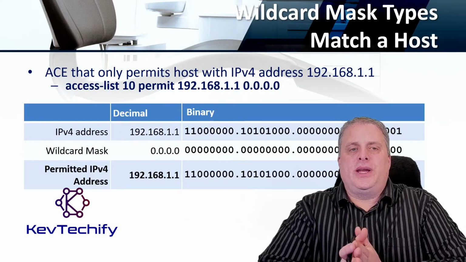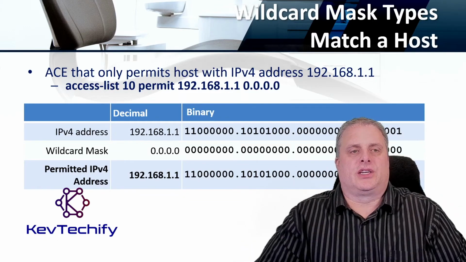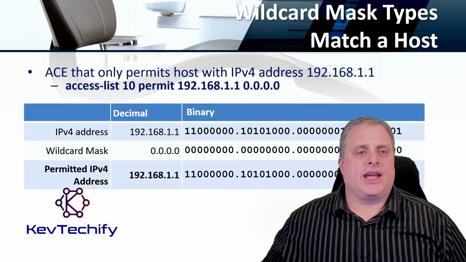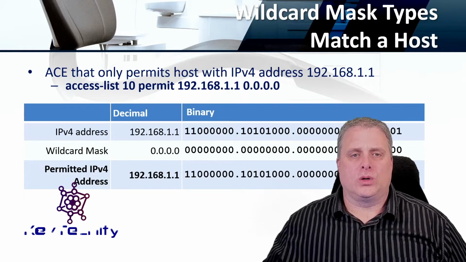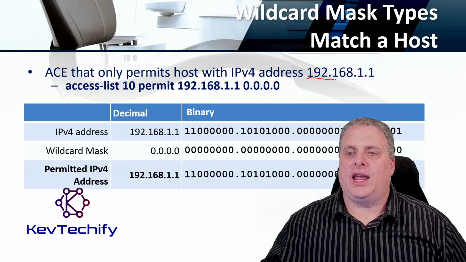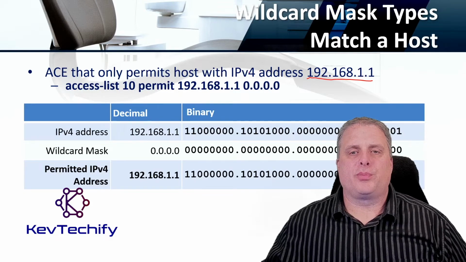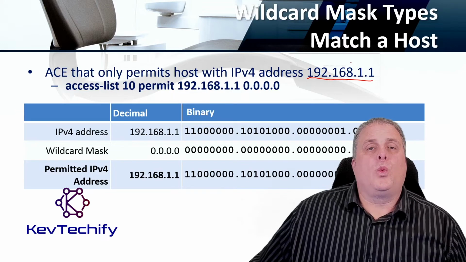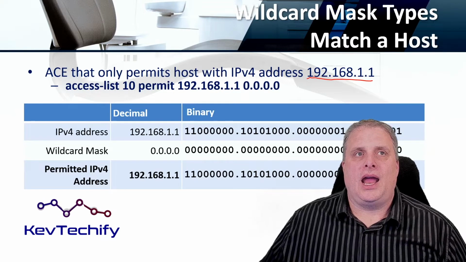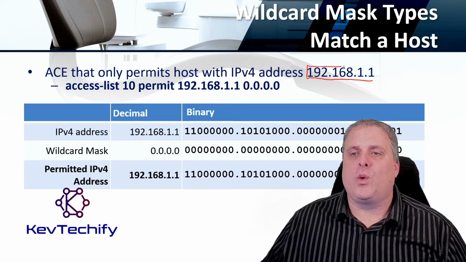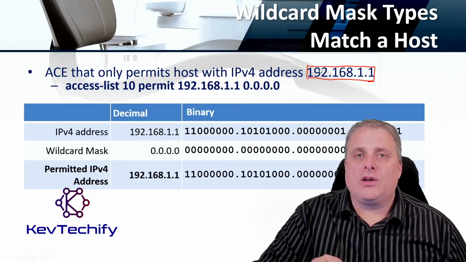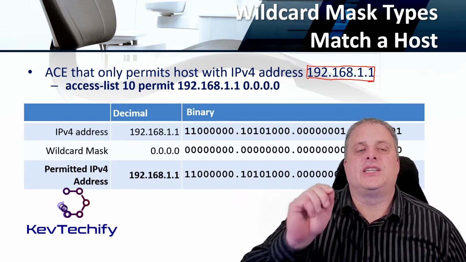We're going to take wildcard masks and we're going to start building some access control entries on that. And so what we're going to do right here, we're going to build an access control entry that only permits a host. So we're looking at a single IP address of 192.168.1.1. So we're only going to permit that one. Now, because it's only one IP address, we have to compare every one of these. We have to match every one of these 32 bits. Now, we are matching, and remember, in a wildcard mask, if we want to match, it's a 0.